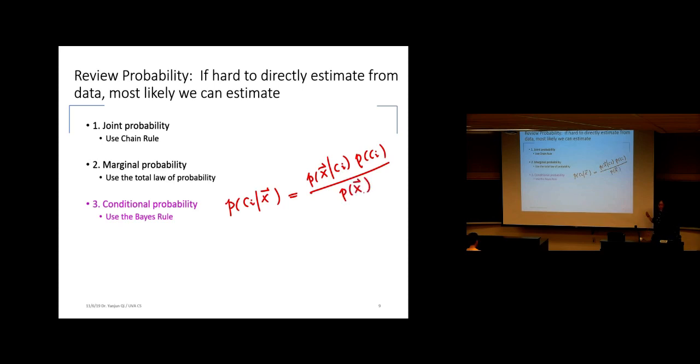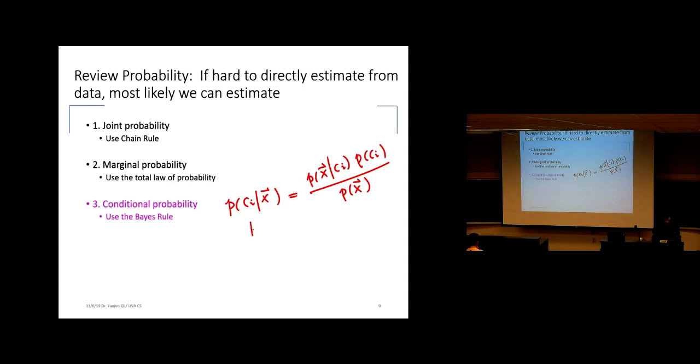Okay, I hope you still remember this Bayes rule. We are just assuming this is easy to estimate directly from data, and then we use this to derive P(C|X), because you need this to use the MAP rule to decide which one is the max.